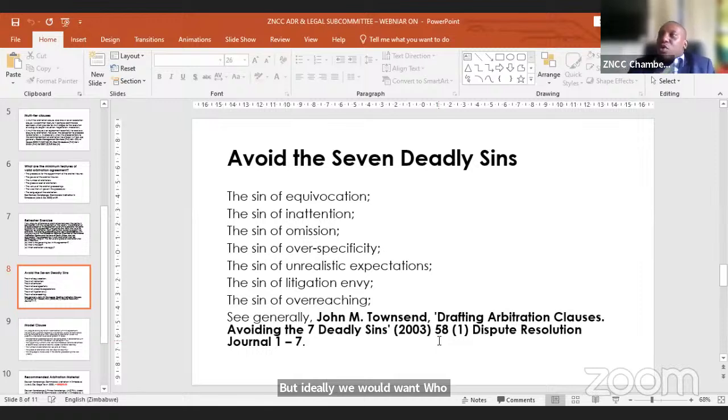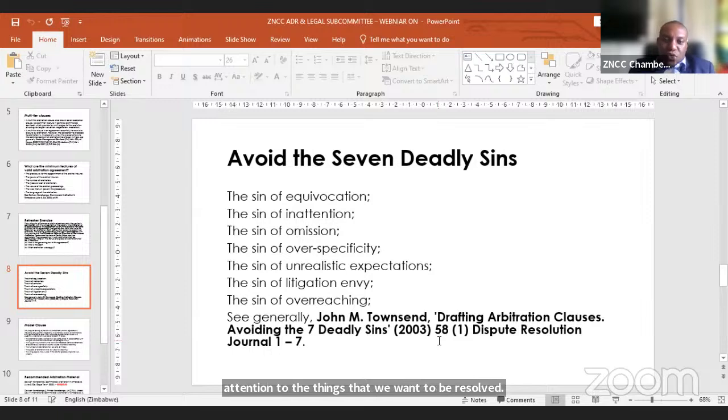So inattention, not paying particular attention to certain fundamentals, procedure. For instance, the way parties fail to put things to do with procedures and things like that. So we should pay particular attention to the things that we want to be resolved.